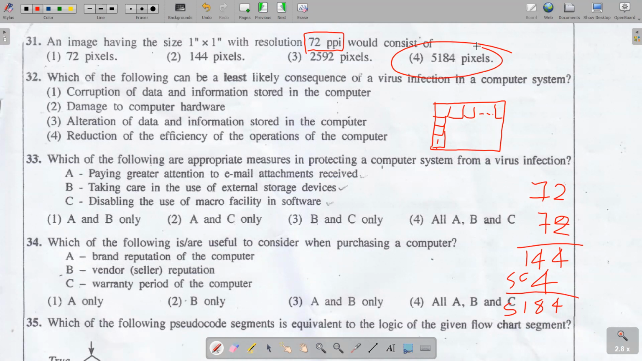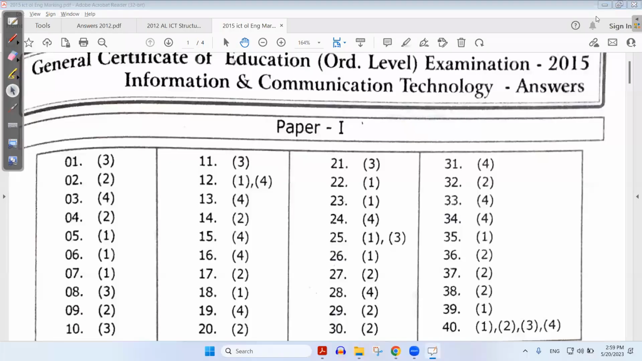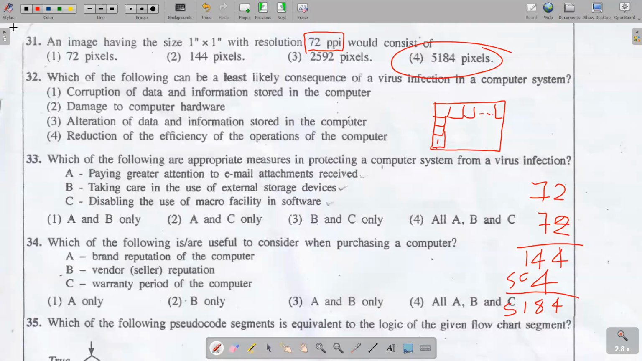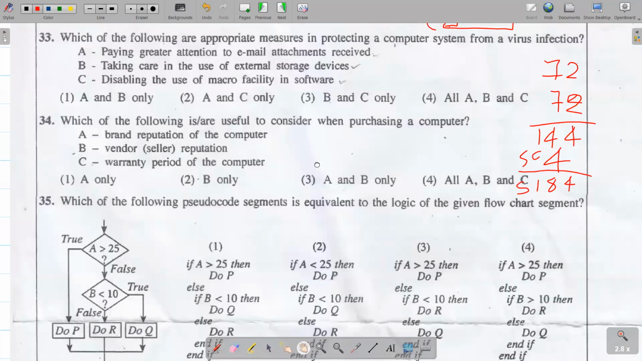For the 31st, let me cross check the answer. Yeah, fourth one. So that means for this side there are 72 pixels, for this side there are 72 pixels. That's what 72 ppi says. All right, then from the 31st, we are going to the 36th.